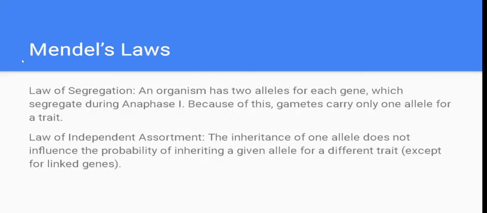Then genetics, you have a couple of laws, Mendel's laws. So you have the law of segregation. An organism has two alleles for each gene, which segregate during anaphase one. Because of this, gametes only carry one allele for a trait. Law of independent assortment: the inheritance of one allele does not influence the probability of inheriting a given allele for a different trait, except when they're linked genes.